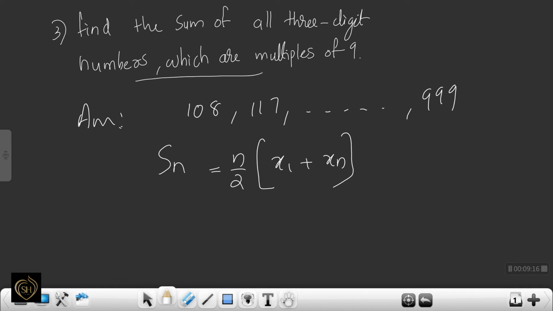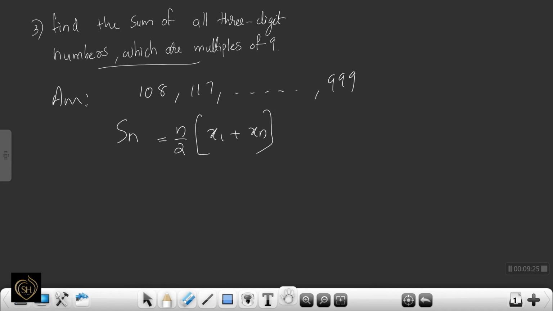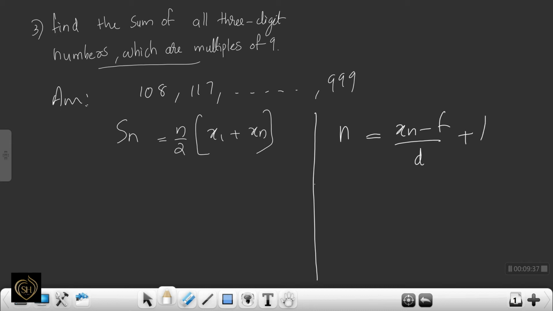We have two formulas for finding the sum of n terms. Here we can use this formula n by 2 into x1 plus xn, but n is not given here. So first we want to find n. For finding n, we have a formula n is equal to xn minus f divided by d plus 1. Here xn is the last term, 999, minus the first term 108, divided by d. Here d is 9, plus 1.